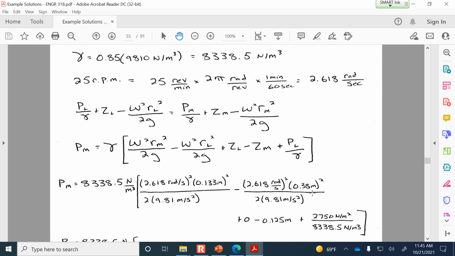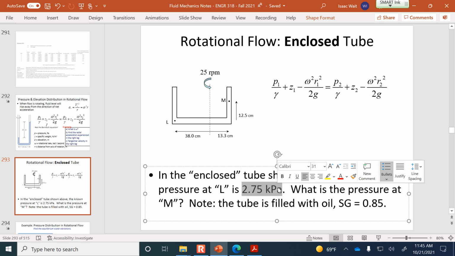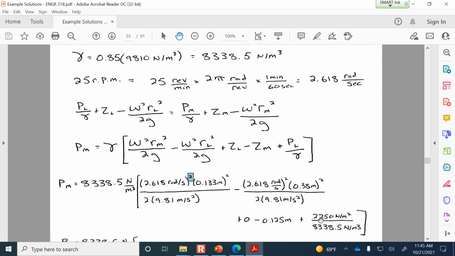The mistake that's easy to make is it's easy to forget to square the omega and the radius. That's easy to overlook. And then, of course, I threw you a curveball here because I described the pressure in terms of kPa. So there's a units issue there. If you're going to be using the unit weight of 8338, you can't write 2.7 for the pressure. You have to expand that out to be 2750 newtons per meter squared. So converting from kilo to just the normal pascals.